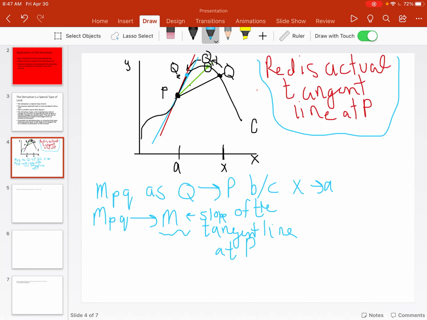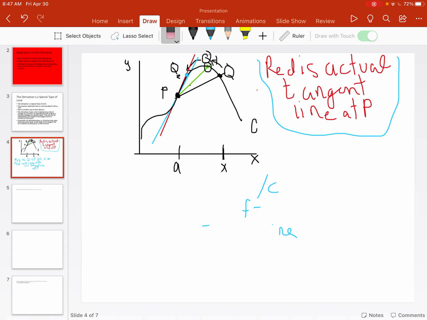So how do we write this as an expression? We can write this as a limit, as I said before. The derivative is just a special type of limit. Now, what does this limit look like?